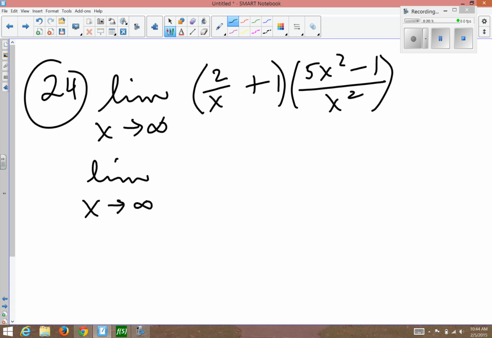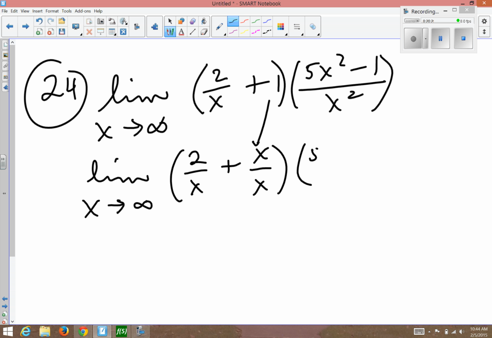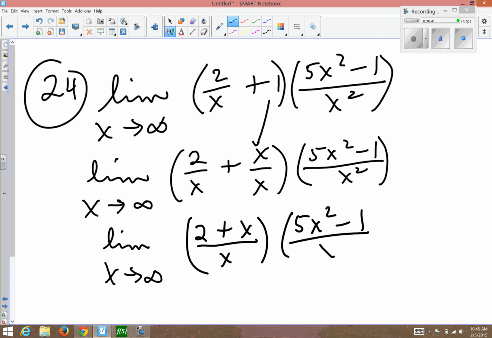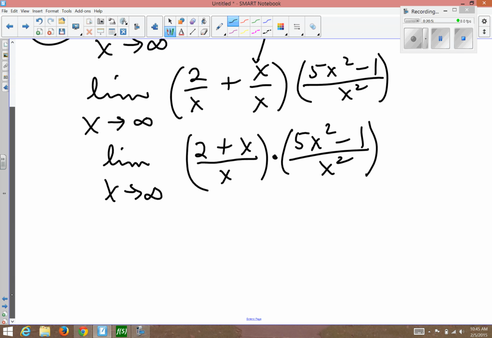But here's the no calculator method. Change 1 to x over x. Same thing. Copy all the rest of this. I changed 1 to x over x so that we could add these fractions. 2 over x plus x over x is numerator plus numerator all over the common denominator. Copy that again. 5x squared minus 1 over x squared. This is multiplication right here. No need for a common denominator when multiplying.